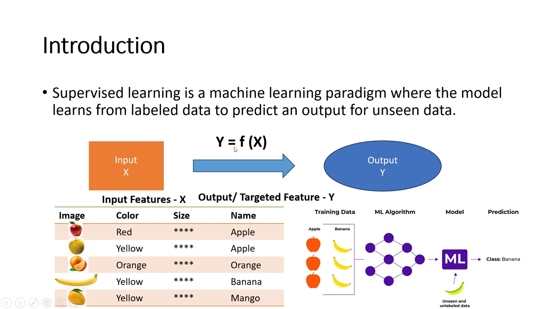This is the whole process. The equation is y is equal to f of x. In this, f is a model, which the machine learning will apply to the input data x to get y. So this equation you will normally see in machine learning examples.